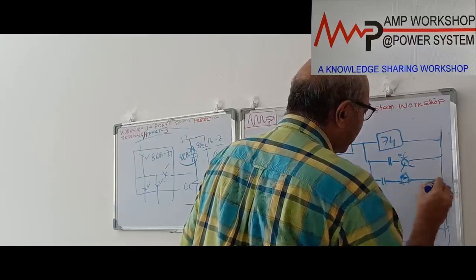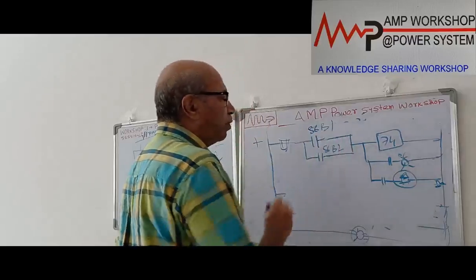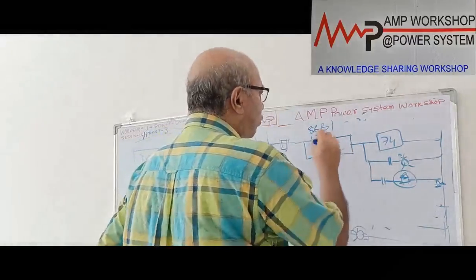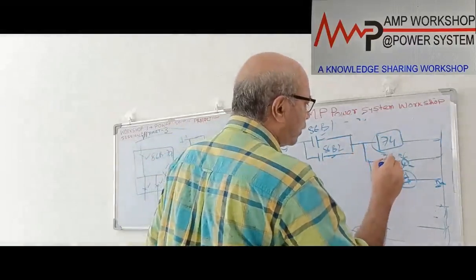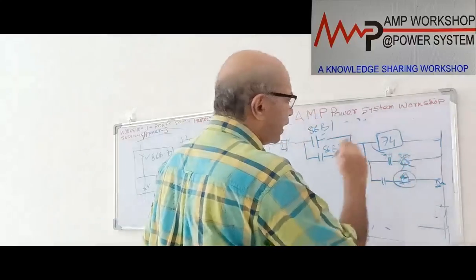We can put a hooter. The hooter will be a siren for the busbar protection. When any of these operated or both operated, immediately 74 will be operating. When the 74 operated, this is the 74 contact. Indication lamp will be there. It will show busbar operated.